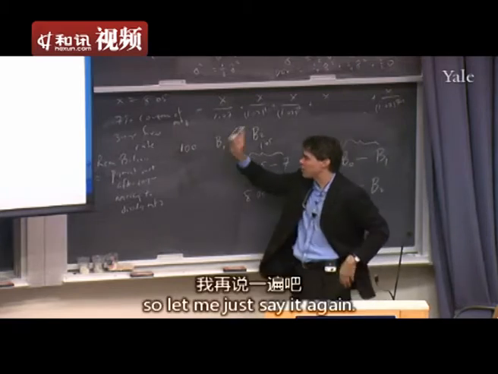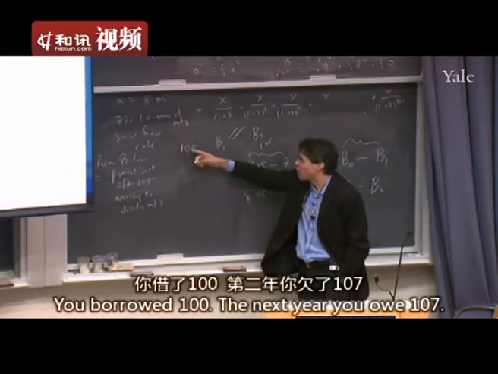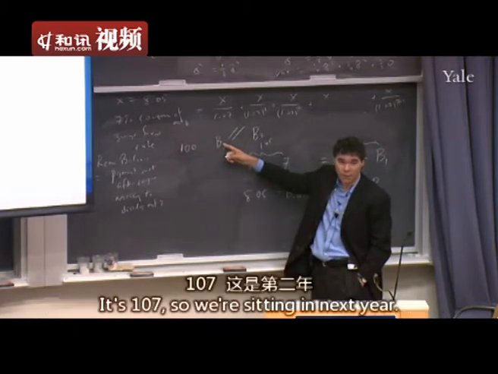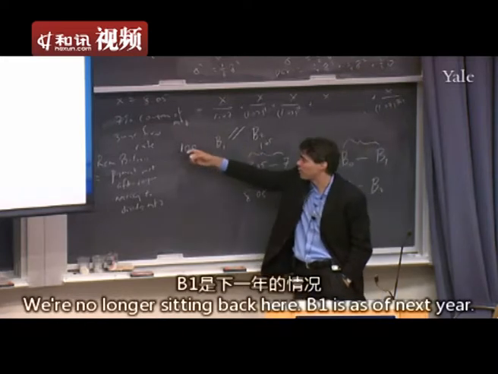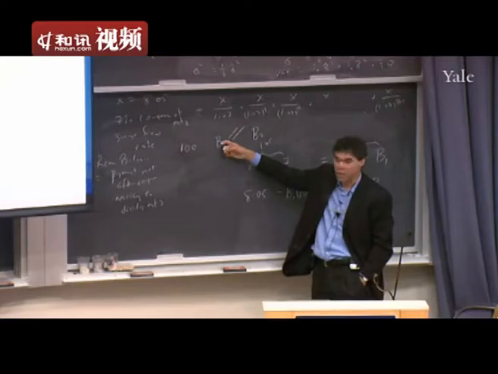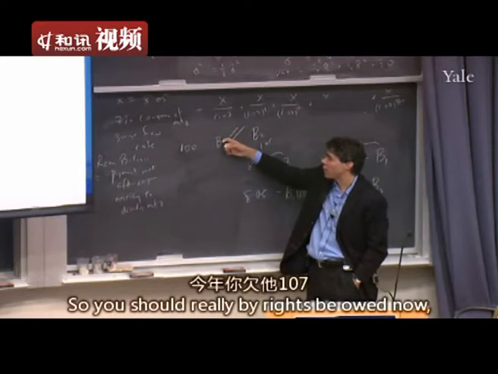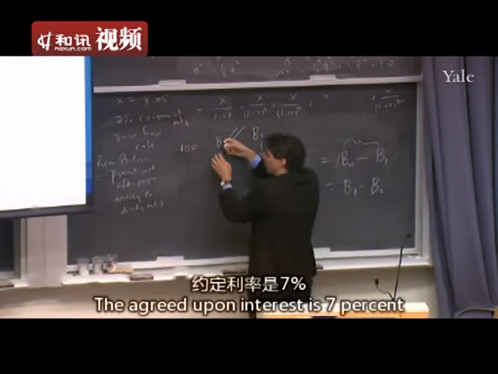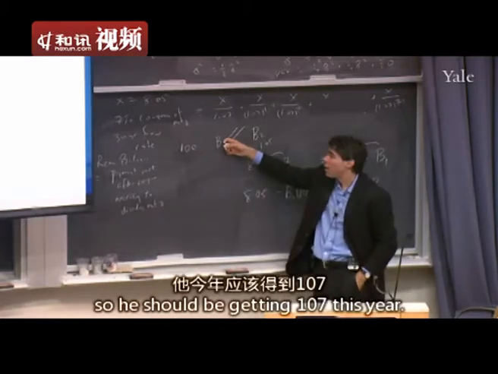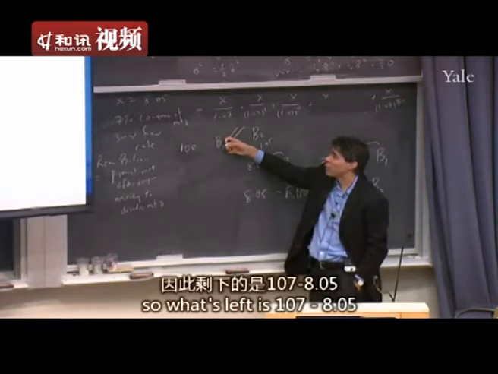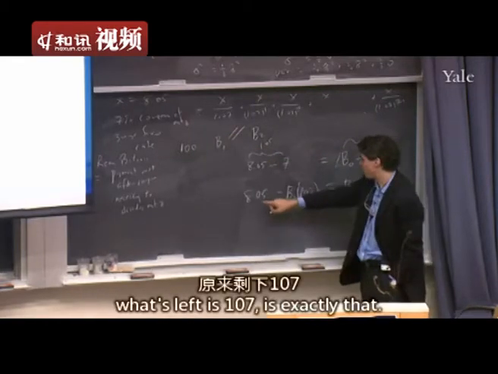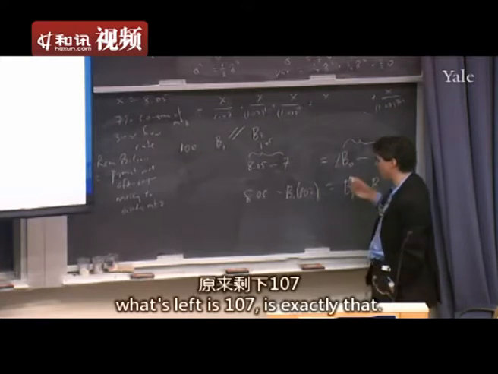Okay, so let me just say it again. You borrowed 100. The next year, you owe 107. We've already taken into account the interest rate. It's 107. So we're sitting in next year. We're no longer sitting back here. B1 is as of next year. So the lender should be owed 107 now, because he lent 100 last year. The agreed upon interest is 7%. So he should be getting 107 this year. What is he getting? He's getting 8.05. So what's left is 107 minus 8.05.